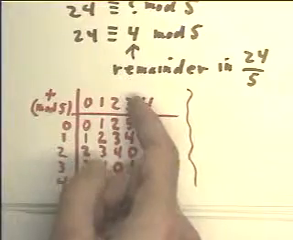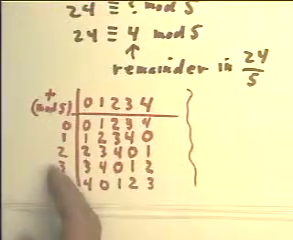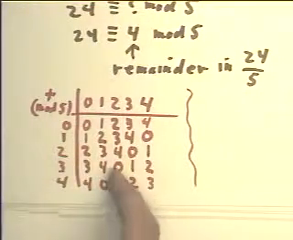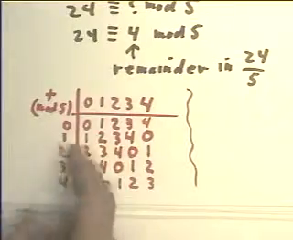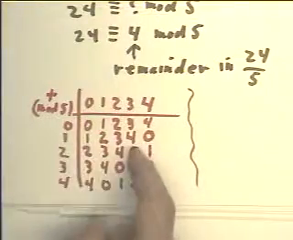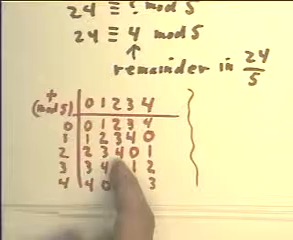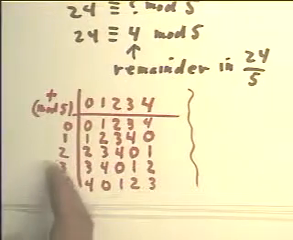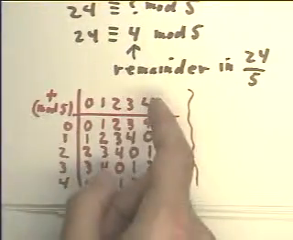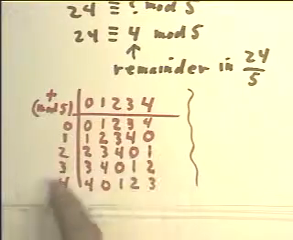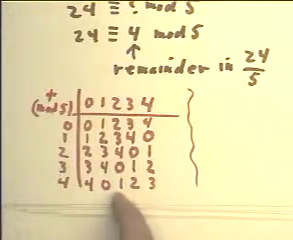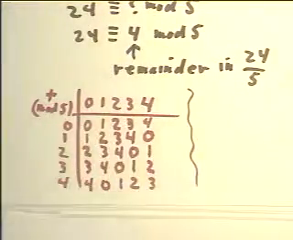2 and 3 gives us 0. 3 and 2 gives us 0. The 0 in this row corresponds to the 0 in this column. 2 and 4 gives us 1. 4 and 2 gives us 1. Because obviously the order of addition doesn't make any difference.